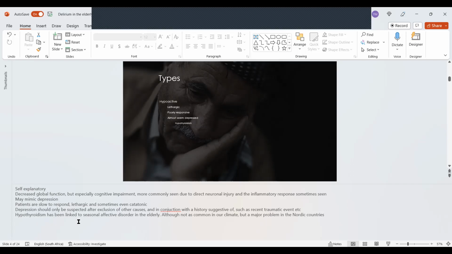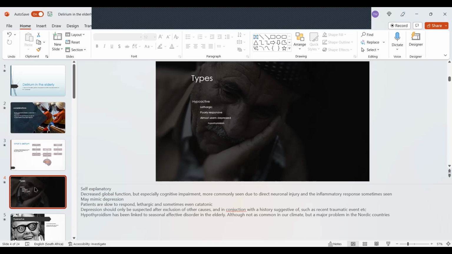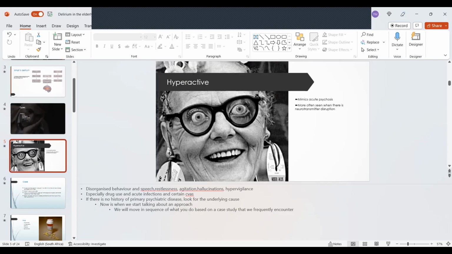Then hypothyroidism has been linked to seasonal affective disorder in the elderly. It's not as common in our climate, but especially those who are in cold countries, they talk about seasonal depression there, and it affects the elderly there to quite a great extent.